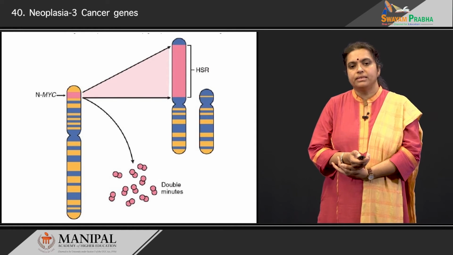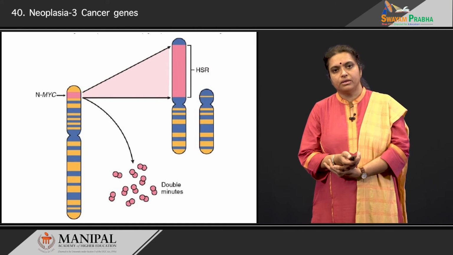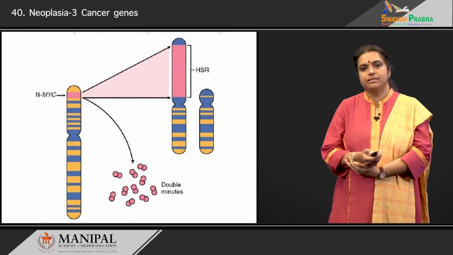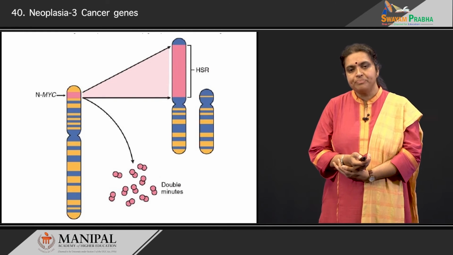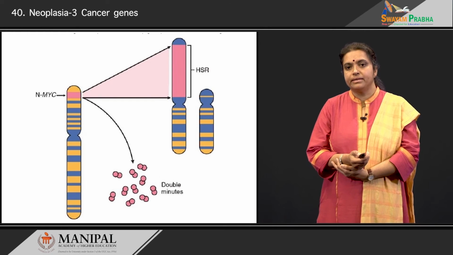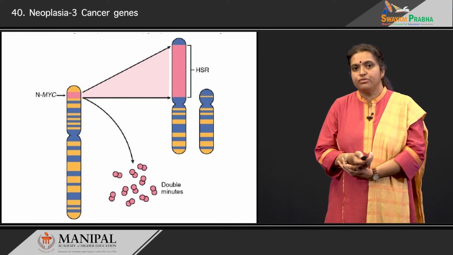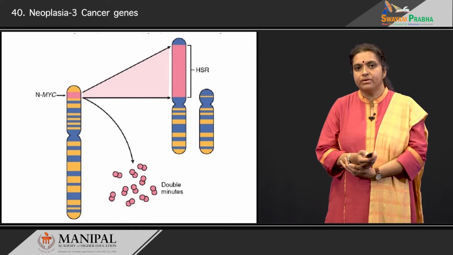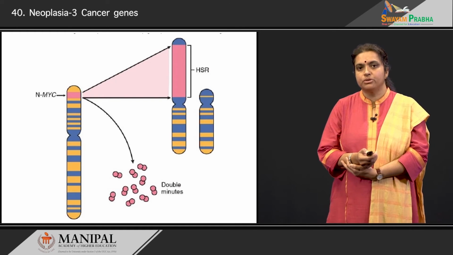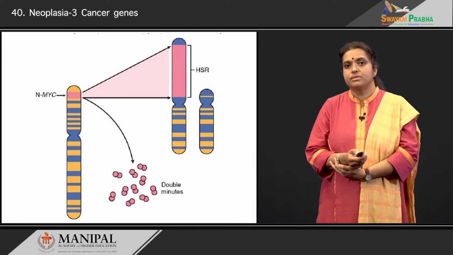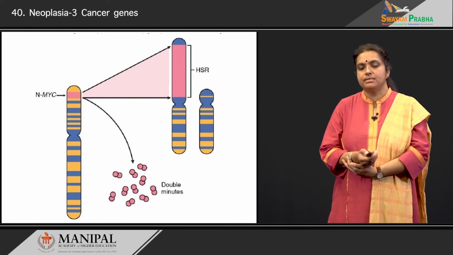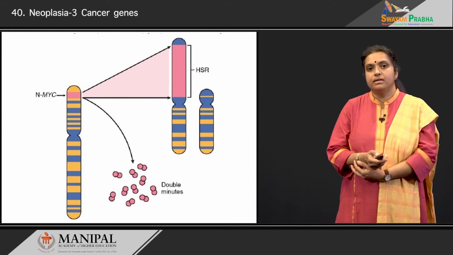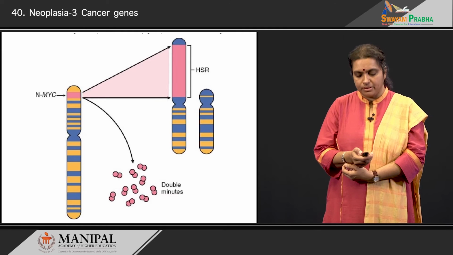so much so that it can give rise to two kinds of pictures. One is what are known as double minutes, and the second, homogeneous staining region. It is called that because that entire band of chromosomes will not show banding. As we know, in normal karyotyping you get bands within the chromosomes. So, this is expanded to such an extent that this region lacks the normal banding pattern that we see in chromosome banding.